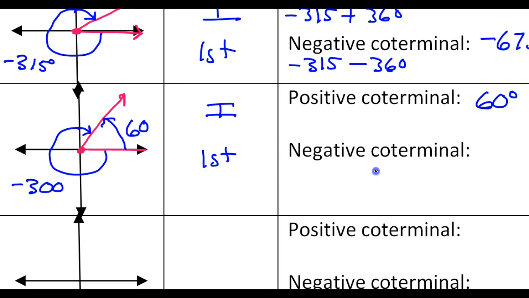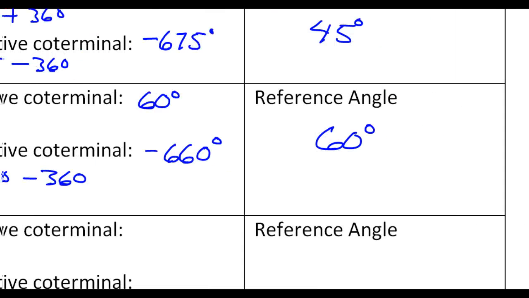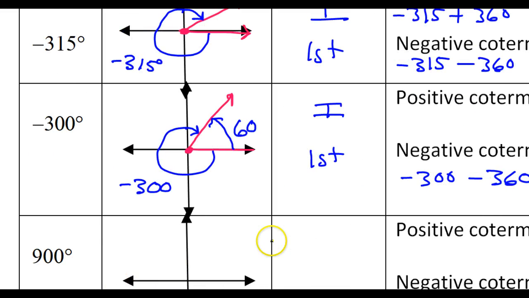To do a negative coterminal, I could do my negative 300 and then an additional 360 degrees in the negative direction. This should be a bigger negative number, so it's going to be negative 300 minus 360, and 300 plus 360 is 660, so that's negative 660 degrees. Okay, so that's it for that one.